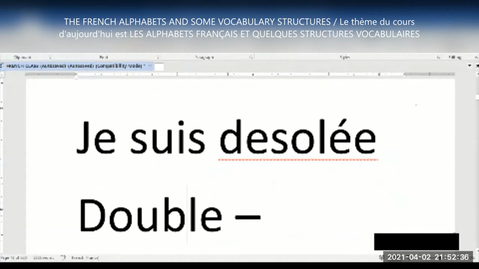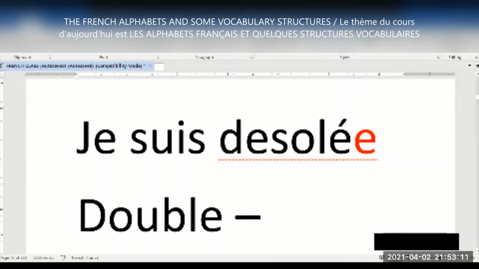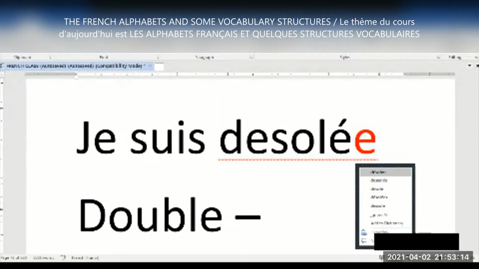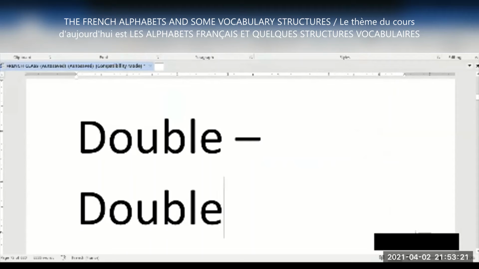Je suis désolé. I am sorry. The désolé here is referring to the fact that it's a female that is speaking. If it's a male that's speaking, the E in red would not be there anymore. It becomes je suis désolé also. The same pronunciation, c'est la même prononciation, mais sans E à la fin. Without the extra E at the end, it becomes just désolé in black, as I have highlighted it. It's in the writing that you know there's a female speaking. Désolé, that's it. Then you have double, which means double.